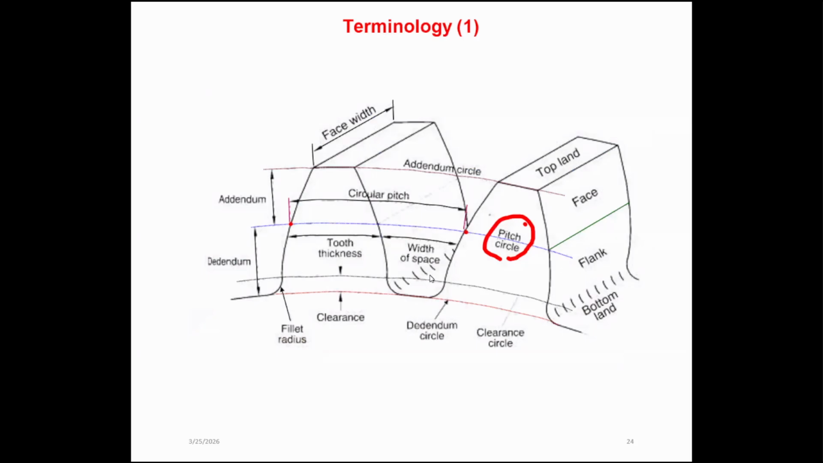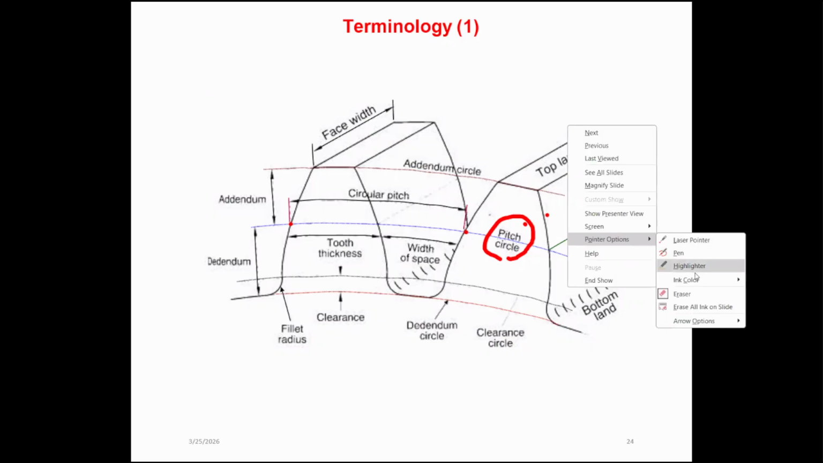Then above the pitch circle line, this surface is called the face, right? So the face is the area above the pitch circle. Below the pitch circle, we call it the flank. Face and flank, right?